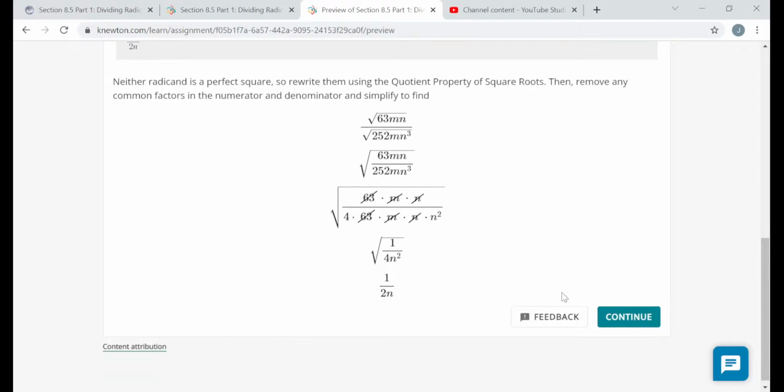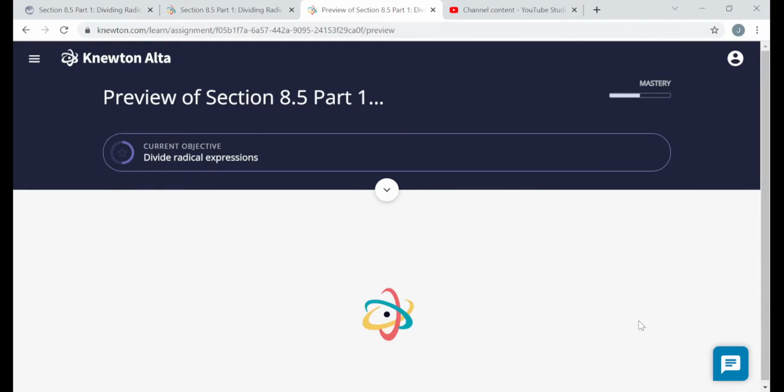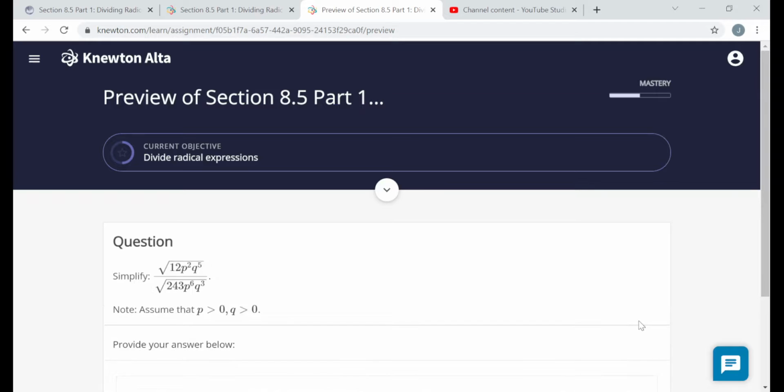Okay. Next question. Same thing, so do it again and again. Notice they're having us assume that both the variables are positive again. Once again, it's just so we don't have to worry about using absolute value symbols after simplifying even roots, which we have here. We have square roots.